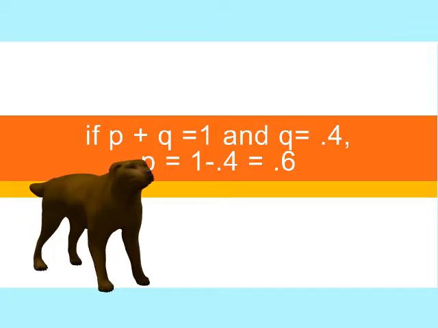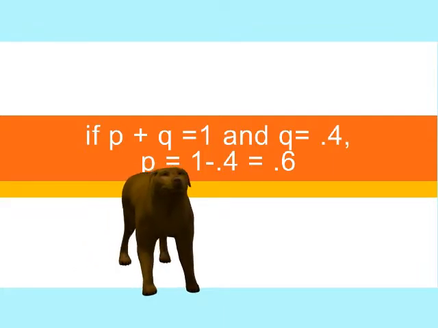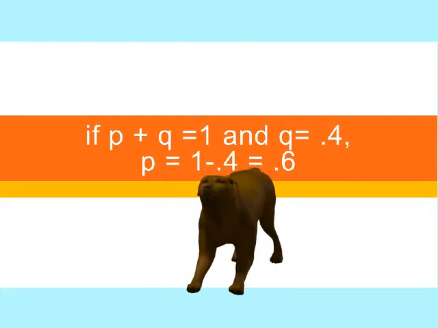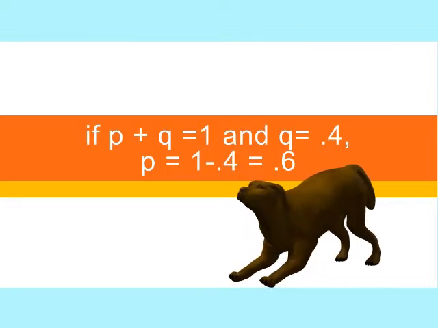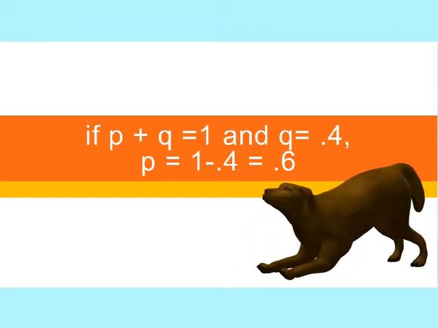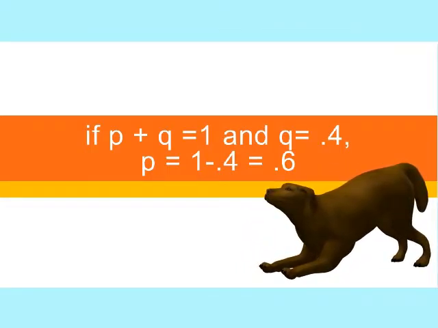Since P plus Q equals 1, or 100% of the alleles of the population, when Q equals 0.4, P, the frequency of the P allele, must be 0.6.